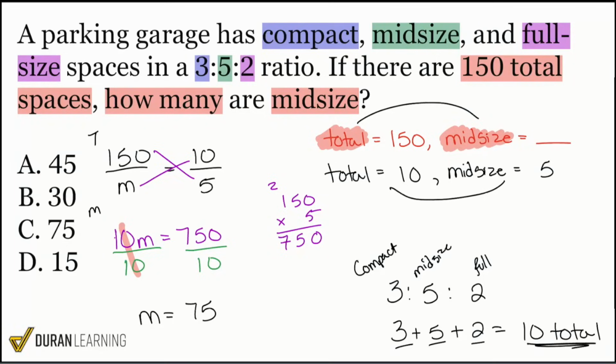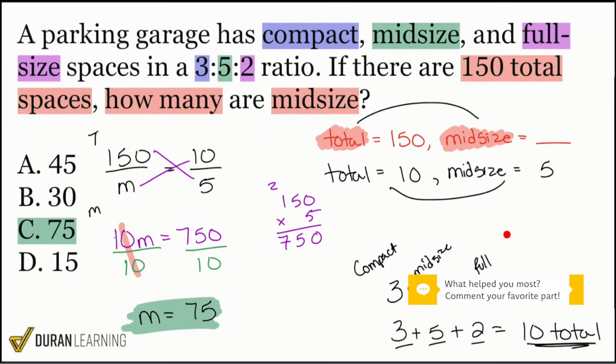And there we are. So boom, the correct final answer here is m, or mid-size spaces. There are 75 of them, and we are all good. Remember, everybody, when it comes to proportions, if you have your setup done properly, the calculation will always be correct. So setup first.